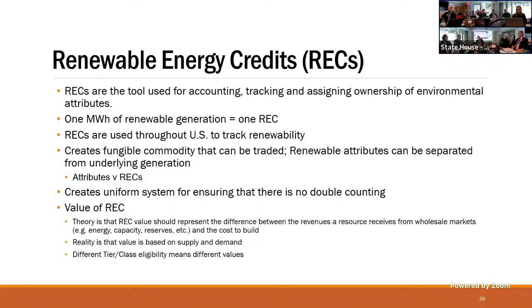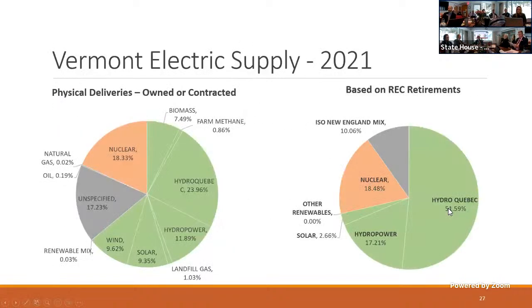So the next slide, I wanted to explain the RECs, and then you can see on the left-hand side of this slide is the chart you saw earlier. That is the physical deliveries into Vermont, the entitlements that utilities have, either owned or contracted power. Remember, we talked about that 17% unspecified amount, and so that's what's delivered. So with the renewable energy standard, now we're assigning attributes to that. And based on retirement of those attributes, the mix changes in Vermont.